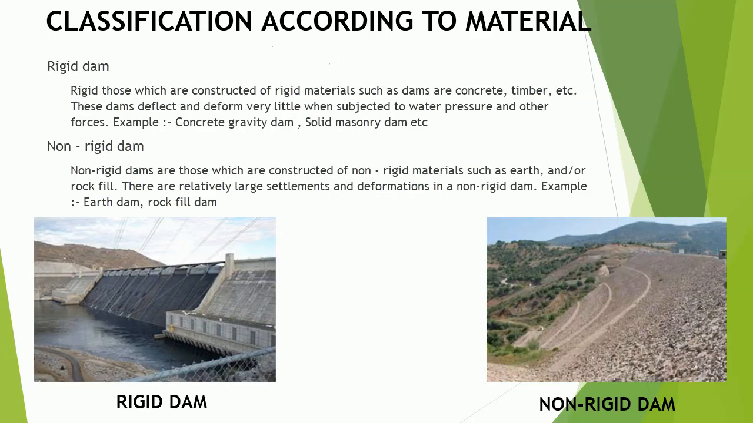Classification according to material. Rigid dam. Dams which are constructed of rigid materials such as concrete, timber, etc. These dams deflect and deform very little when subjected to water pressure and other forces. Examples are concrete gravity dam, solid masonry dam, etc. Non-rigid dams are those which are constructed of non-rigid materials such as earth or rock fill. There are relatively large settlements and deformations in a non-rigid dam. Examples are earth dam, rock fill dam.